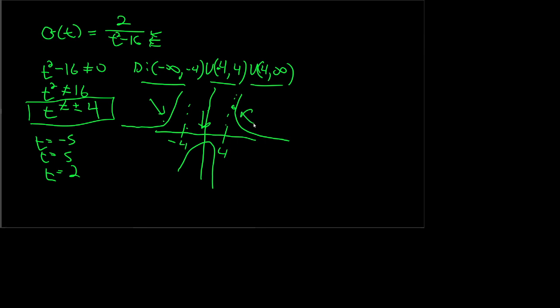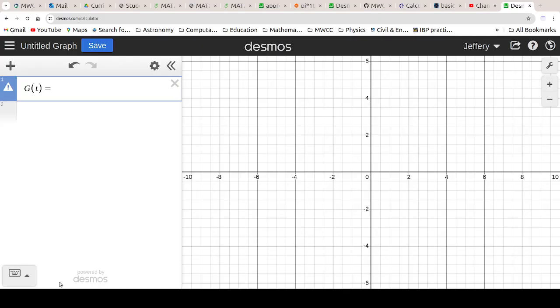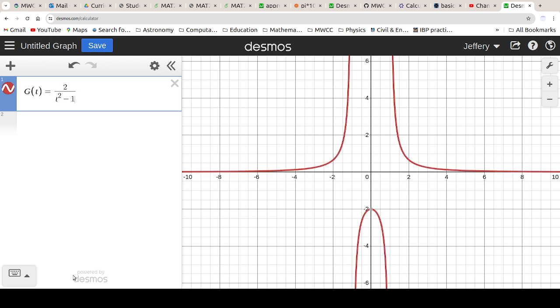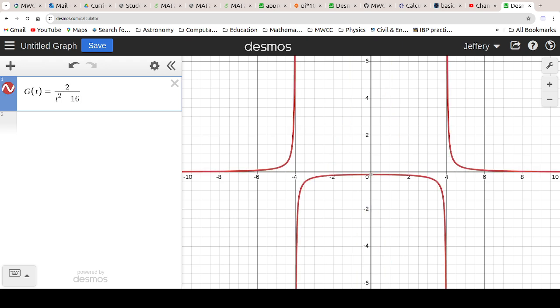Well, let's look at Desmos to confirm my algebraic curve sketching. So we'll come over here. We'll say g of t is equal to 2. Let me make sure my Desmos is showing for you guys. And g of t is equal to 2 divided by t squared minus 16. And we get a graph similar to what we sketched. So we have found our domain.